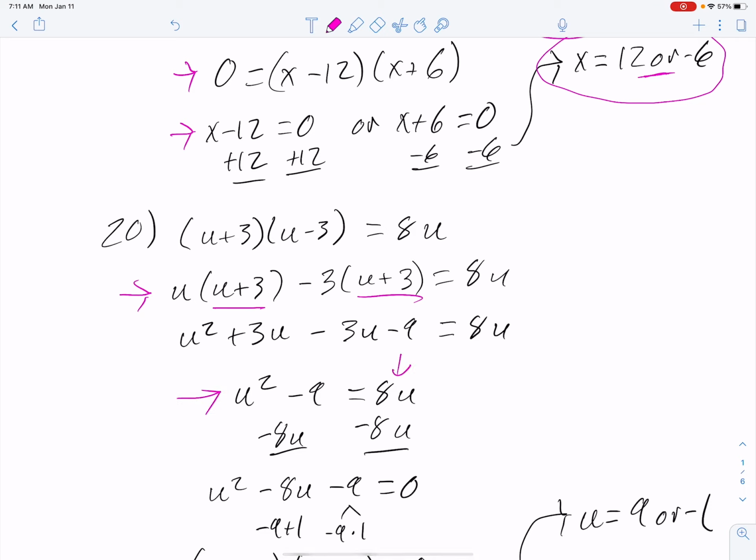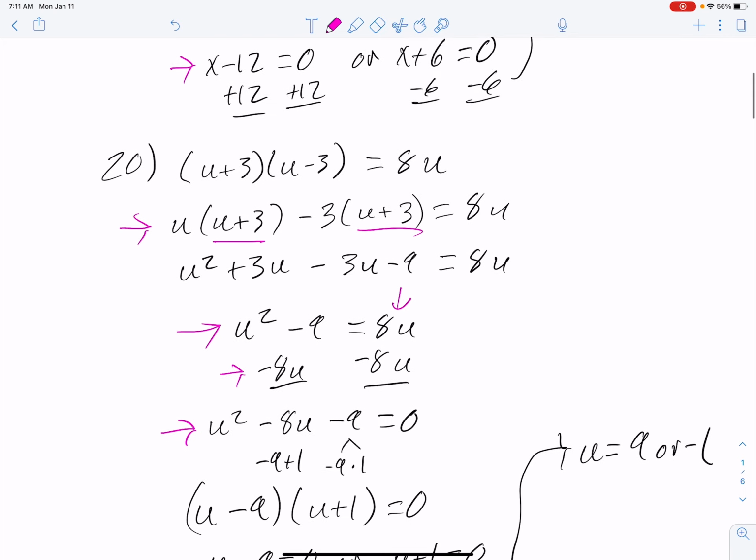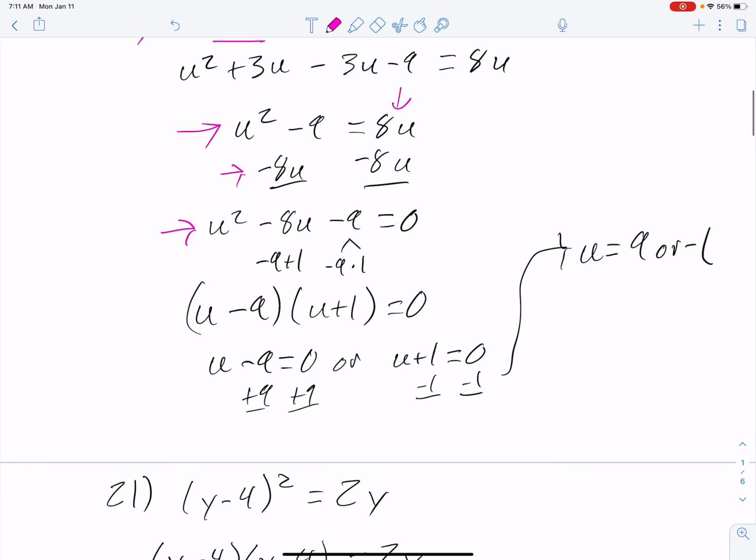I'm going to move my 8u by subtracting it. I write my function in descending order. My factors of negative 9 that are going to add back together to be negative 8 are negative 9 and positive 1. So I finish my factoring, set each piece equal to 0, and solve. And again, do not forget to use the word or.